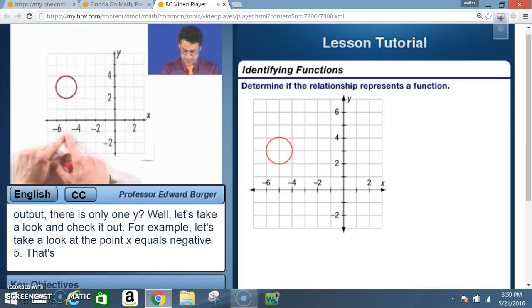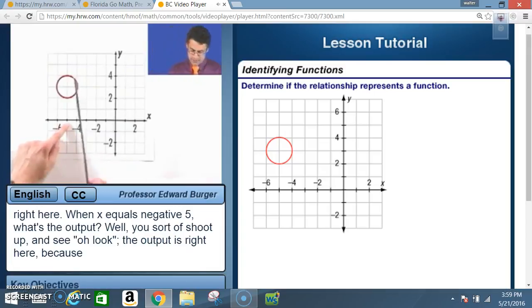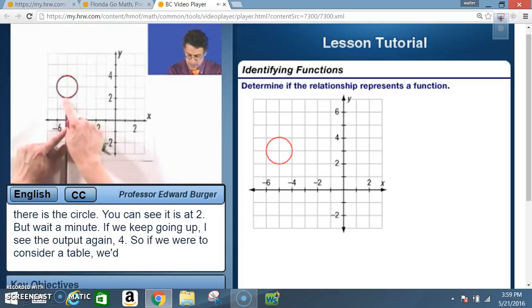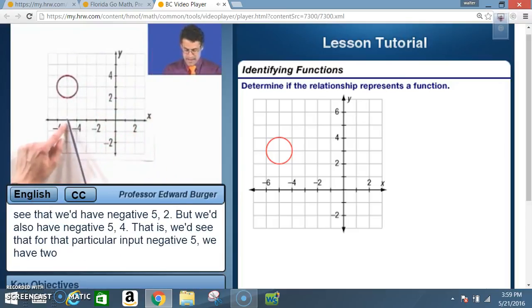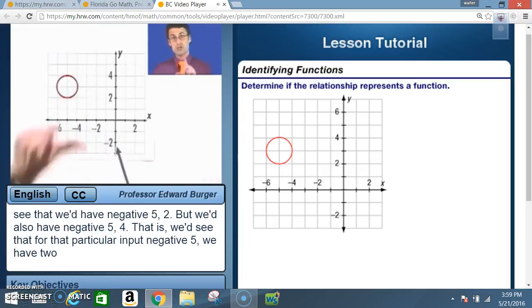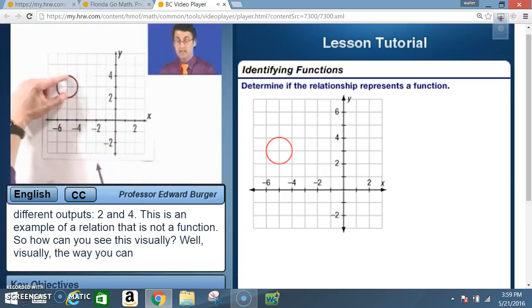For example, let's take a look at the point x equals negative 5. That's right here. When x equals negative 5, what's the output? Well, you sort of shoot up and you see, oh, look, the output's right here because there's the circle. You can see it's at 2. But wait a minute, if I keep going up, I see the output again, 4. So if we were to consider a table, we'd have negative 5, comma 2, but we'd also have negative 5, comma 4. That is, for that particular input, negative 5, we'd have two different outputs, 2 and 4. This is an example of a relation that's not a function.